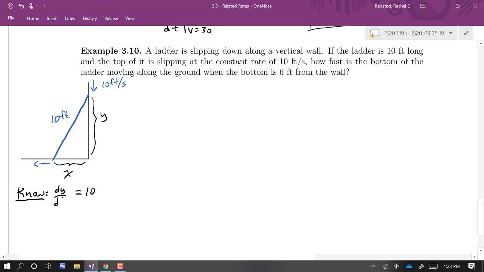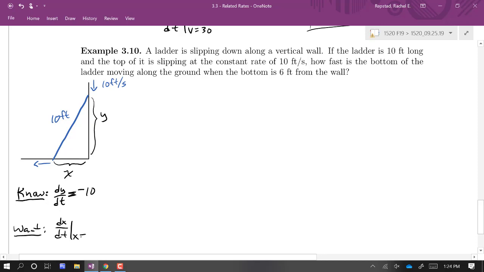And let me ask you a question. Is y increasing or decreasing? So what does that mean about its derivative? Negative. So dy dt is negative 10. Now, before we do, actually, let's go ahead and do the one first. What is it that we want? We want dx dt when x equals 6.